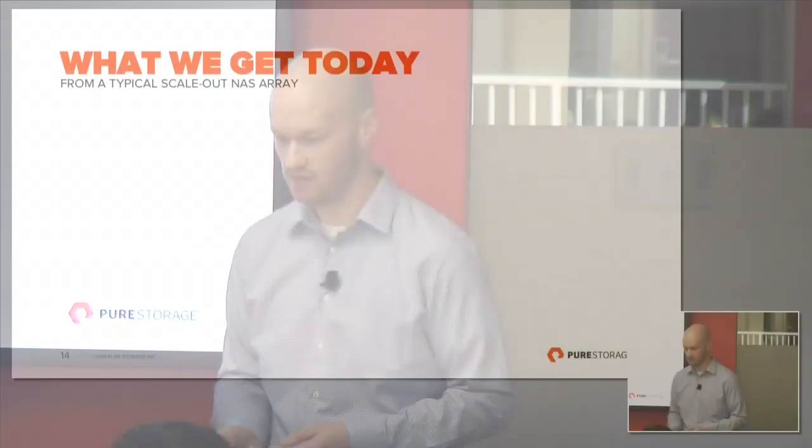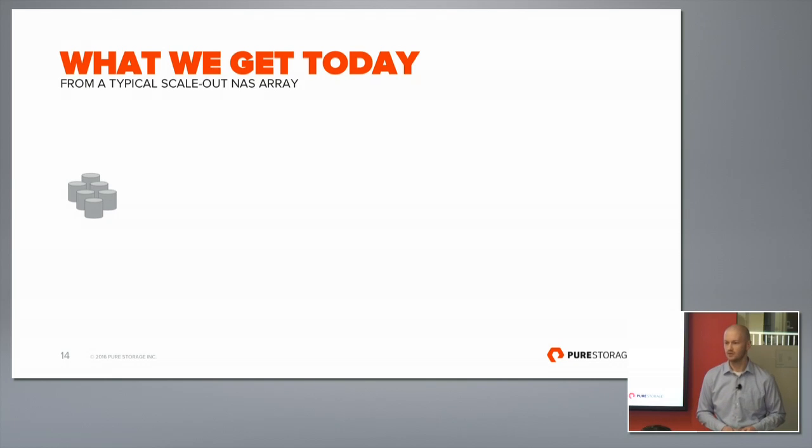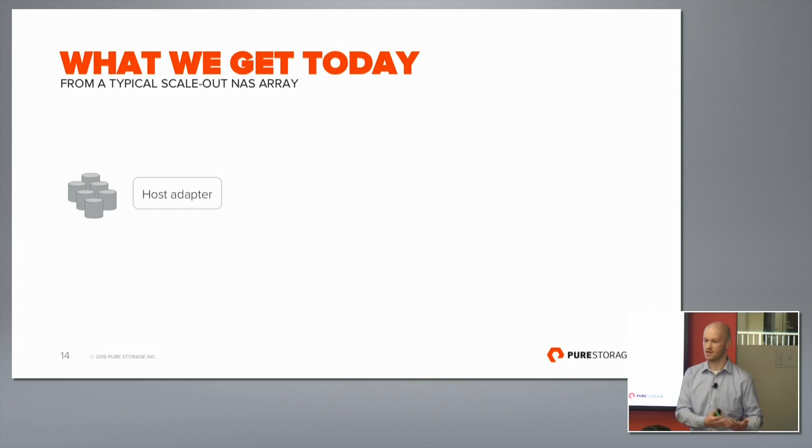So let's make this a little bit more concrete. What would we get today if we were deploying a typical scale-out NAS array? Well, like I said, we start with disks. We put a bunch of them in because they're cheap. Of course, spinning disks, you can't directly attach them to a CPU, so you need some kind of a host adapter. Disks are slow, so we put a flash cache in. We probably need some kind of an NVRAM device to buffer and provide stable storage for writes.